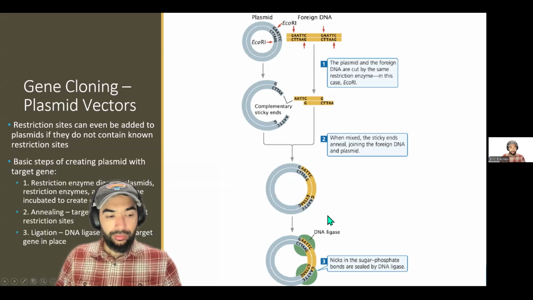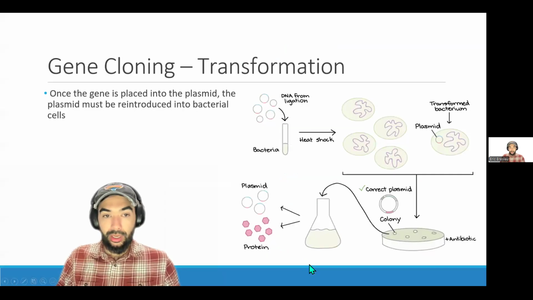And so we did that restriction enzyme digest. The annealing part is where we actually allow the gene to enter into the plasmid. And then we have our ligation, where our DNA ligase will come in and seal it up.